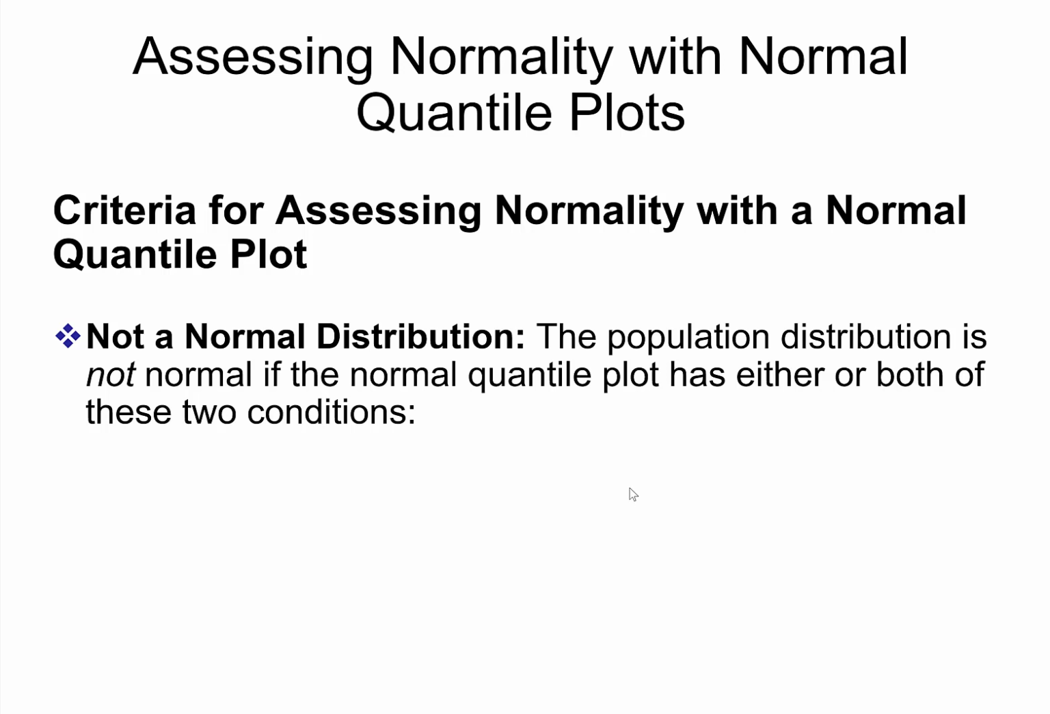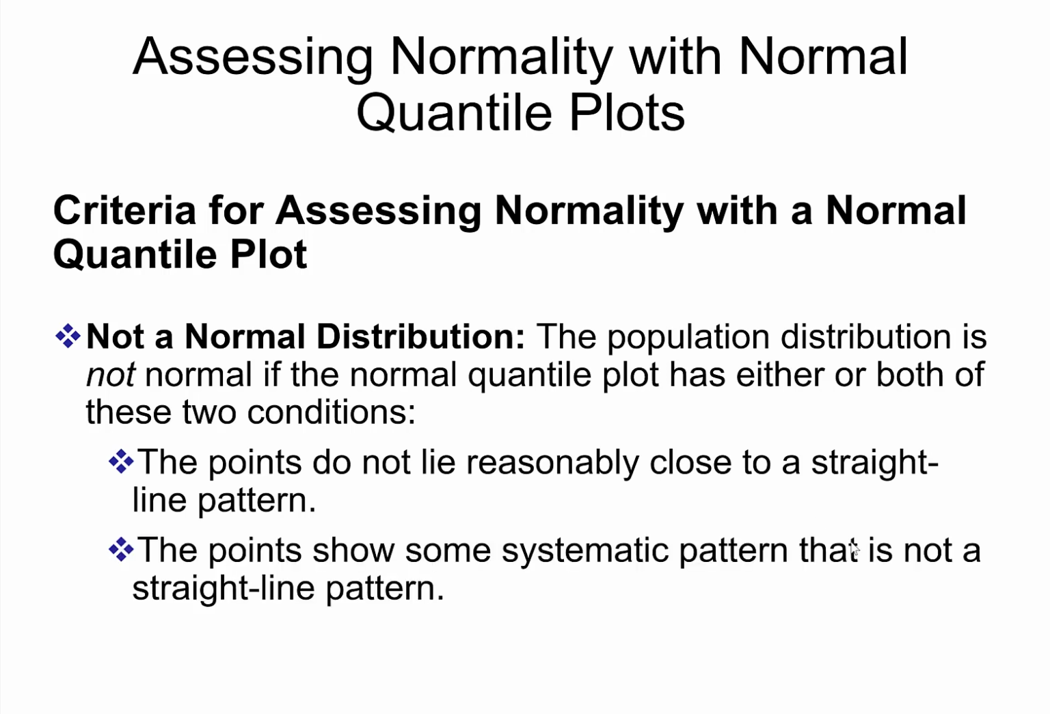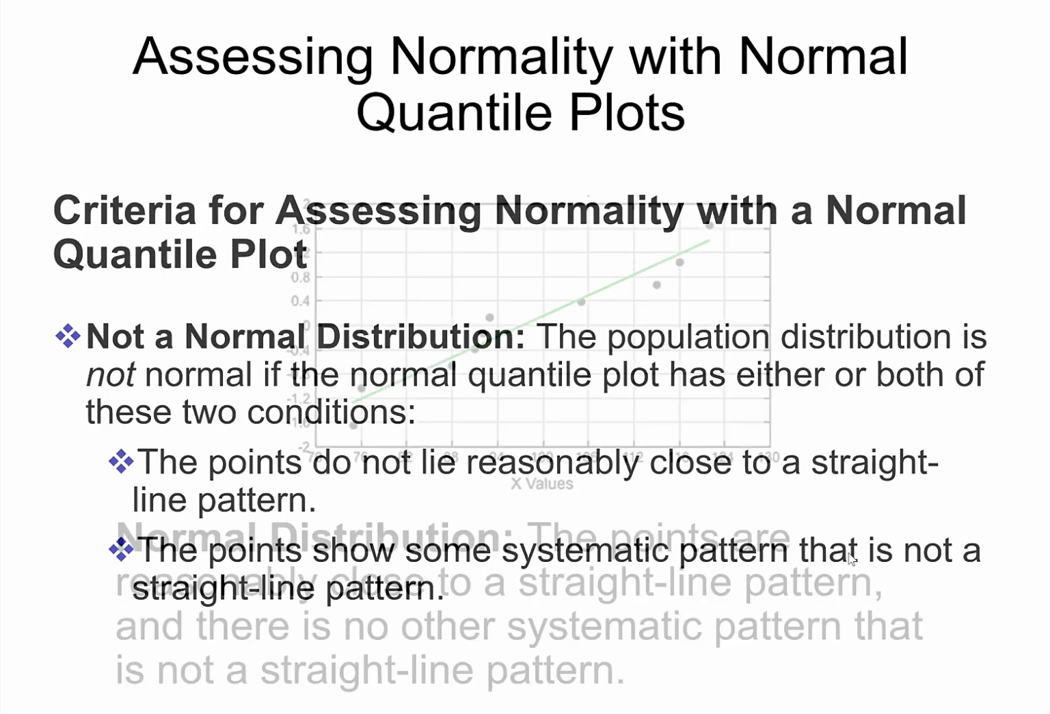Not a normal distribution: the population distribution is not normal if it has either or both of these two conditions. The points do not lie reasonably close to a straight line pattern, and the points show some systematic pattern that is not a straight line pattern.